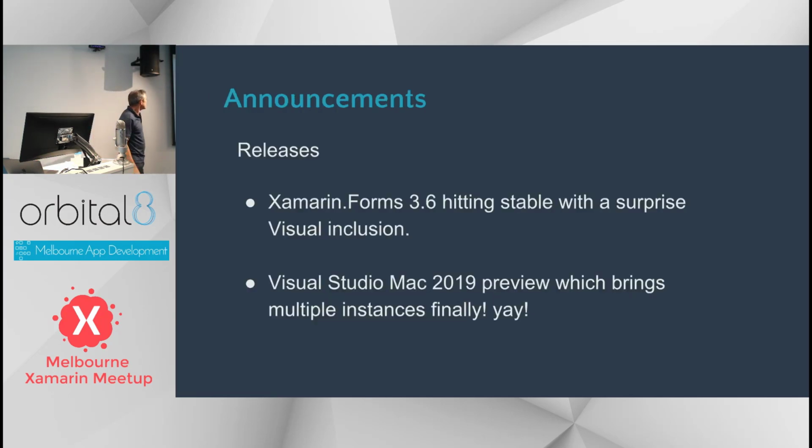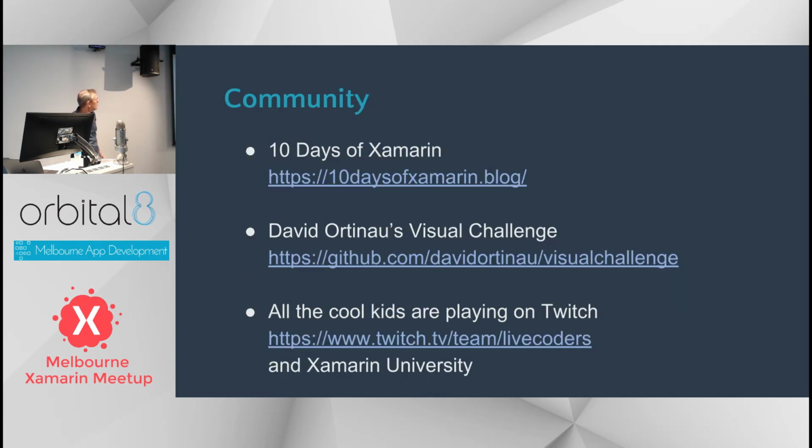So just a few announcements. Xamarin.Forms 3.6 is now, do they call it production, released? And that includes the Visual component, so that's the Material Design stuff, which incidentally we're just trying to put in. So I'm hoping that'll go well. Visual Studio for Mac 2019 preview is available. Now, I personally don't know much about that, but I'm sure there's lots of information available.